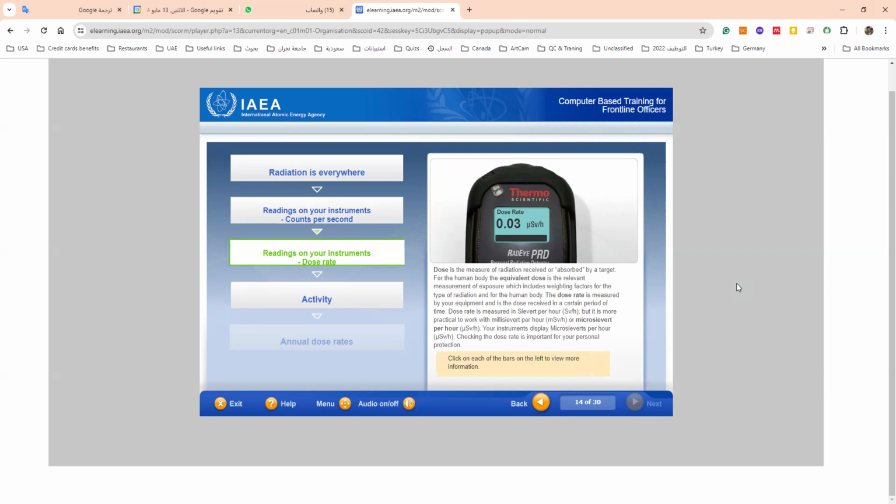Your instrument displays microsieverts per hour. Checking the dose rate is important for your personal protection.